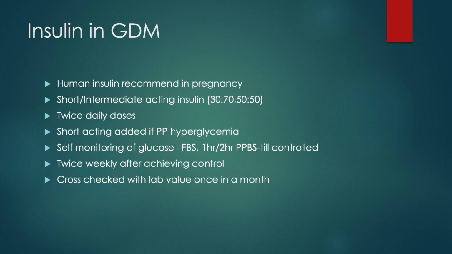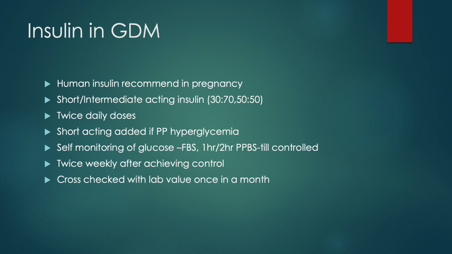And if the woman is on insulin, she should be educated regarding self-monitoring of glucose, and the glucose should be checked fasting and 1 hour or 2 hour postprandial till it is well controlled, and that should be done daily. And once the sugar is controlled, then the checking may be reduced to twice a week or once a week.